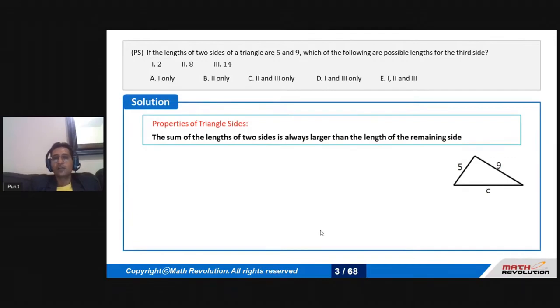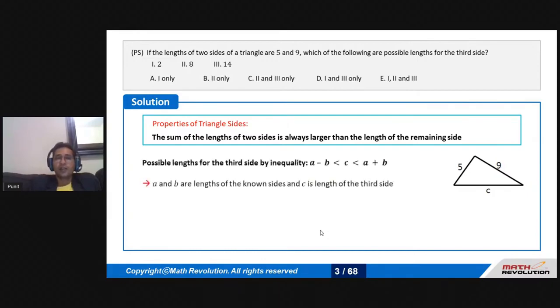We know that the sum of the lengths of two sides is always greater than the length of the third side. If 5 and 9 are my two sides, then the sum is 14. So my third side would always be smaller than 14, so 14 cannot be the answer. I could have the answer as 8 or 2. If I do that, I may end up marking first and second only. But one thing that will save me here is that I have no such option which says first and second only.